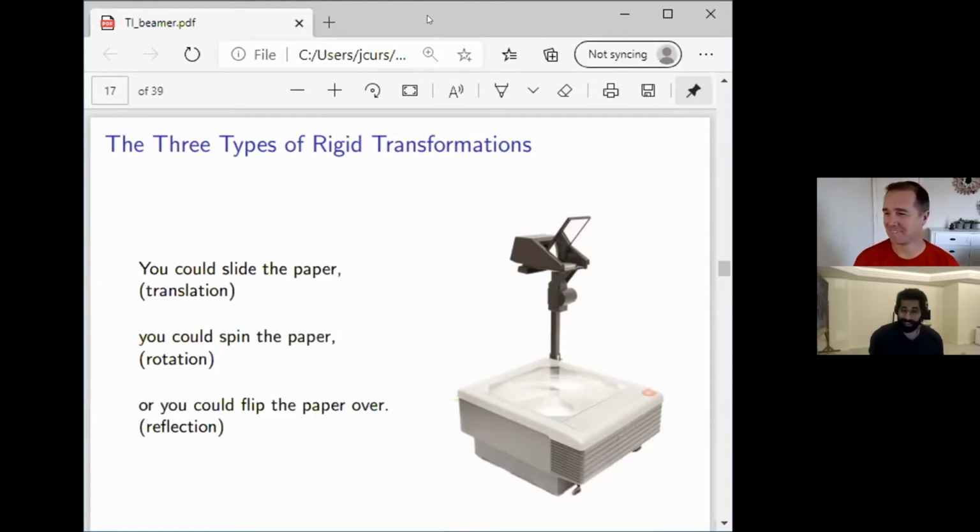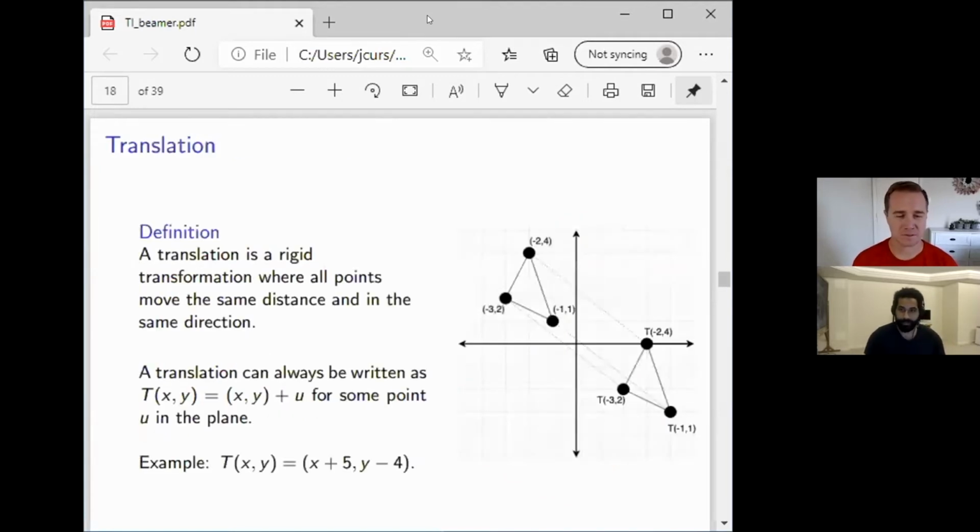All right. So now that we intuitively understand what these three things are and why these three specific types of transformations are important, let's think about these things a little bit more rigorously and more mathematically. So let's start with translation. These are all terms we've been using colloquially, but now let's define them mathematically. A translation is just a rigid transformation where all points move the same distance and in the same direction.